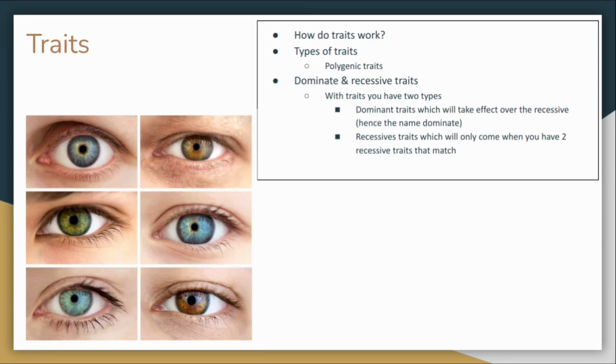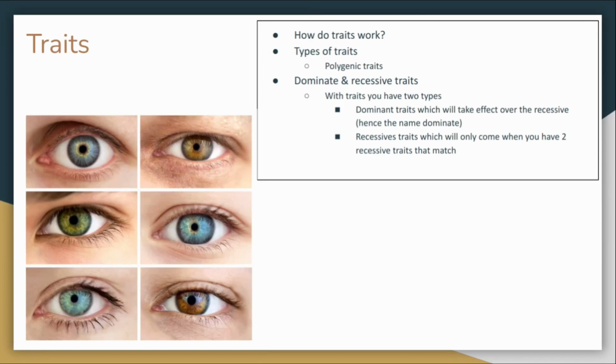Next we have dominant and recessive traits. Well, dominant and recessive traits, it's in the name essentially. It can be a whole bunch of stuff, eye color, hair color, whatever. So first we'll talk about dominant traits. Dominant traits will take effect essentially over your recessive traits. So if you have, let's say, blue eyes, brown eyes, right? Brown eyes is usually the dominant one, so they'll take effect over blue eyes. So if one parent gives you the trait for brown eyes, you'll take that over blue eyes, right?